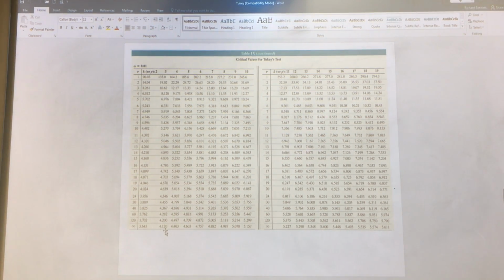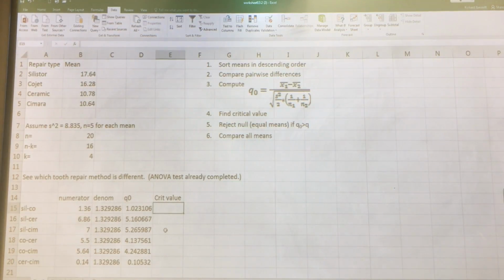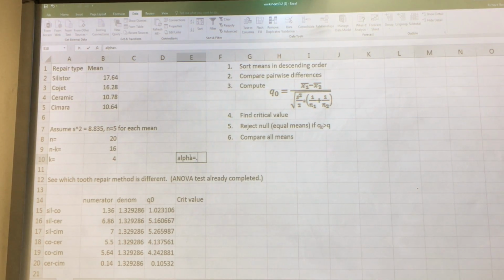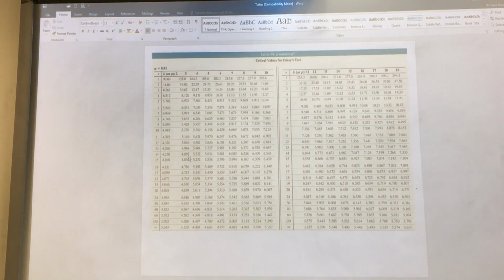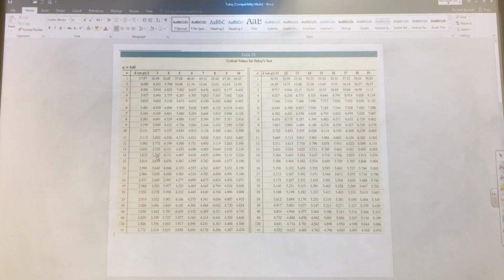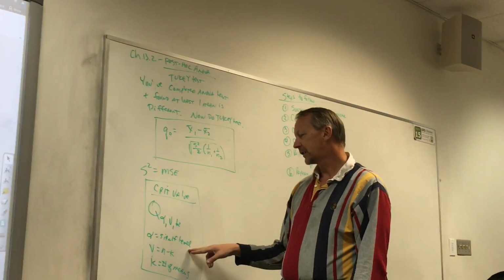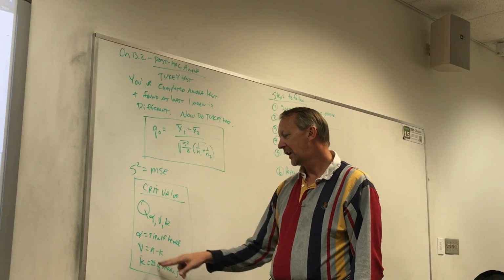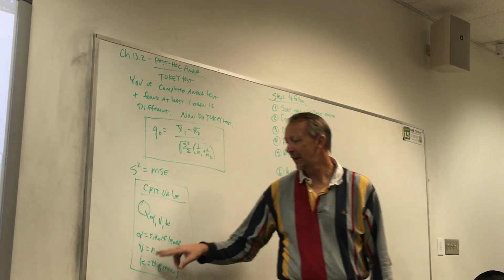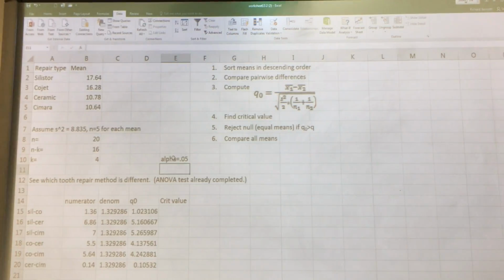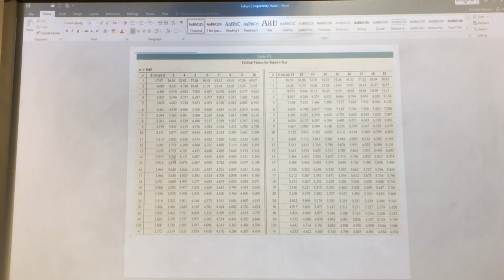Now, I didn't give you an alpha. So what are we assuming in this case? An alpha is going to be 0.05. So we're going to go back to the first page. Alpha is 0.05. Now I've got my significance level. I need to find my V and my K. My V was n minus K. N minus K was, in this case, 16. So I'm looking at 16 and 4.